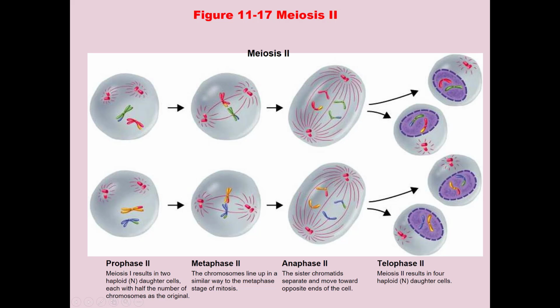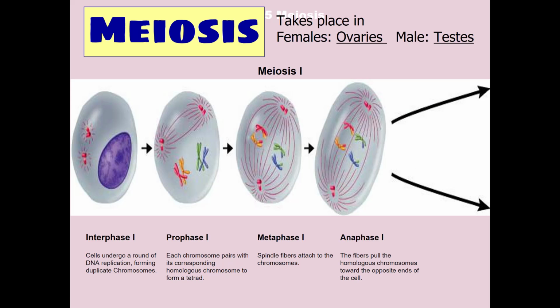Here we have our prophase 2, and if you notice, in meiosis 2, I have 2 cells. Here's a cell, here's a cell. Here's metaphase, metaphase. So I have 2 cells here, 2 cells here. This is how I know I'm in meiosis 2 versus meiosis 1.